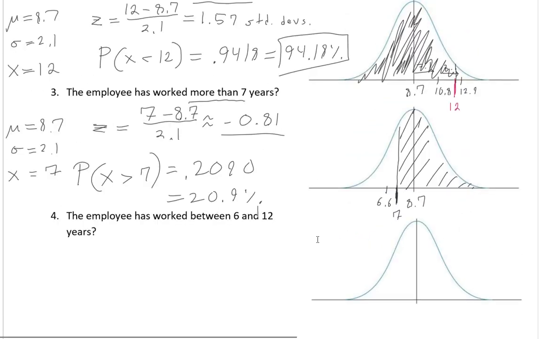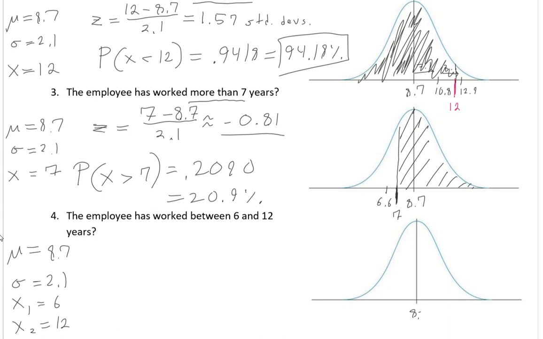All right, last question of this example, and then I have a couple more. The employee has worked between 6 and 12 years. All right, so this one's going to be a little bit tricky. So mu is 8.7, standard deviation of 2.1, and I have two x values here. I have x1 is 6, I have x2 is 12.